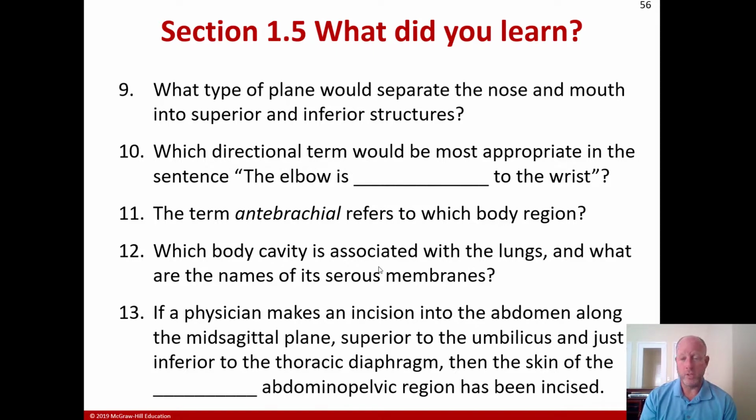Which body cavity is associated with the lungs, and what are the names of its serous membranes? I said body activity, a crossover into my exercise physiology classes. That's the pleura, okay? And that pleural cavity there. And if a physician makes an incision to the abdomen along the mid-sagittal plane, superior to the umbilicus, above it, just inferior to the thoracic diaphragm, the skin of the epigastric abdominopelvic region has been incised. Okay, that is section 5. Section 6 up next.